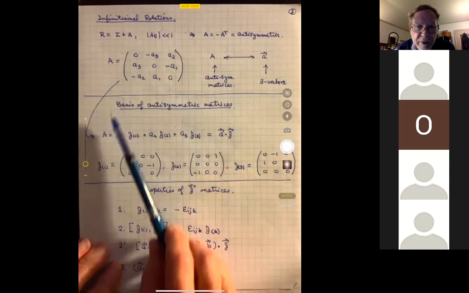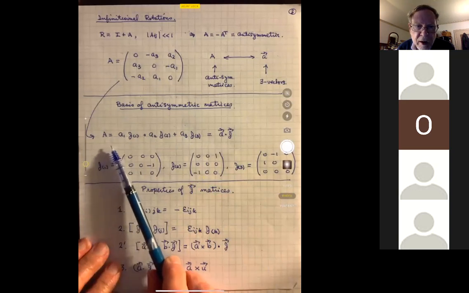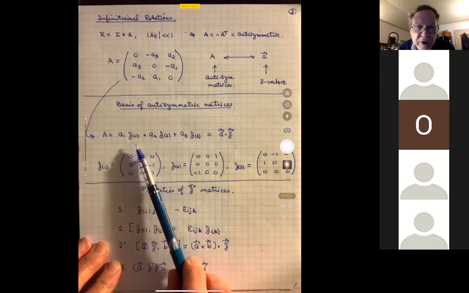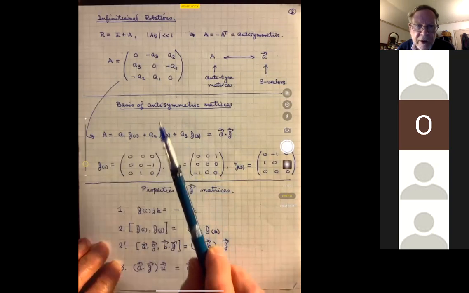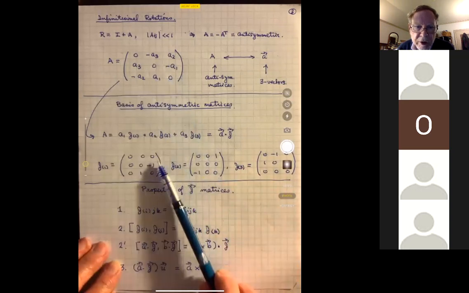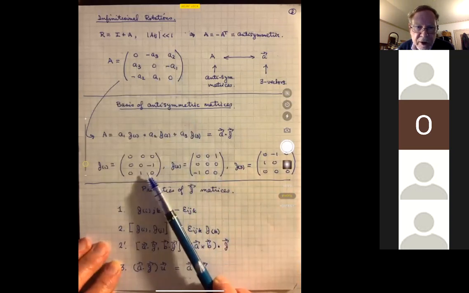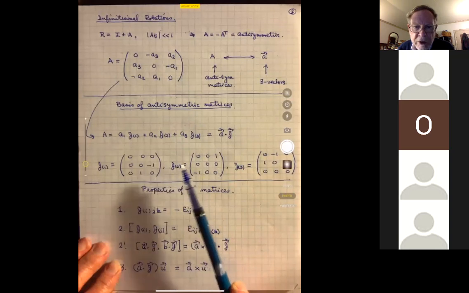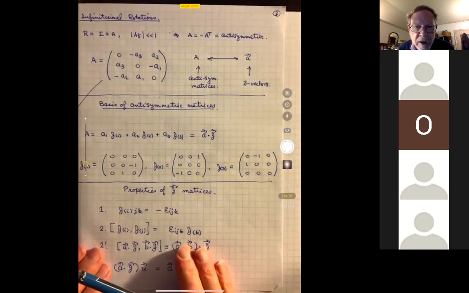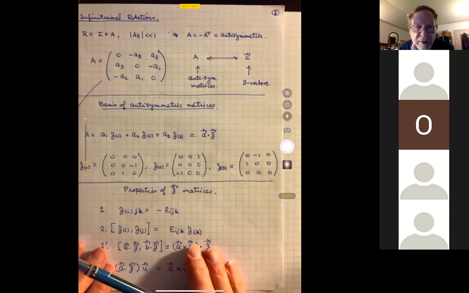This matrix A can be written in another way too, by using a set of basis matrices for antisymmetric matrices. I call them J1, J2, and J3. The expansion coefficients are a1, a2, and a3. You can see that a1 appears here with a 1 and -1 in that slot, and that's just where J1 has its non-zero entries. So these J1, J2, J3 matrices, here I'll bring the J3 out so you can see it better, are the basis matrices for antisymmetric matrices.